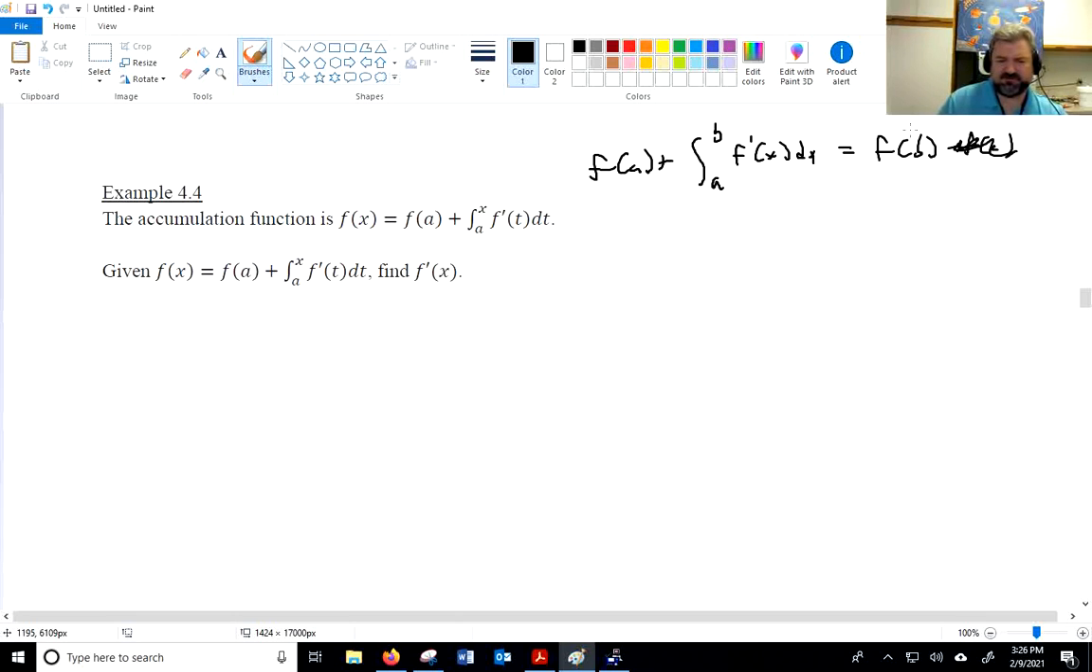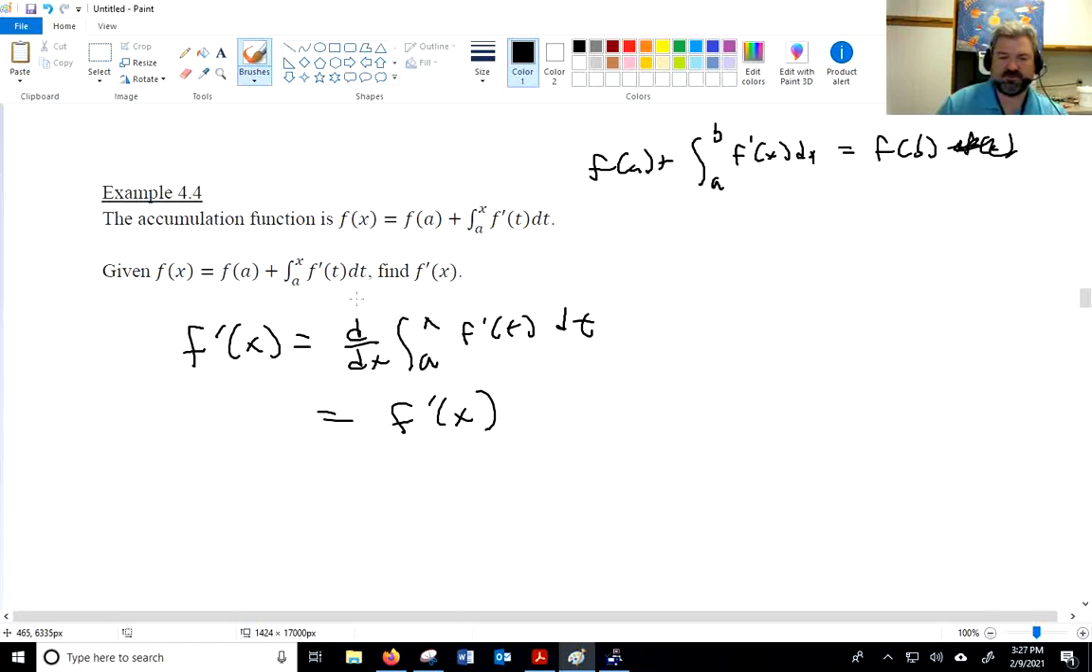So if you're given the accumulation function, f of x is equal to f of a plus the integral from a to x of f prime of t dt, what's the derivative, f prime of x? Well, let's find out. f prime of x would be equal to the derivative of f of a. Well, that's just a constant, right? So it's just the derivative with respect to x of the integral from a to x of f prime of t dt. Well, we know that this is just f prime of x. So the derivative of the accumulation function is simply f prime. It's simply this equation here.